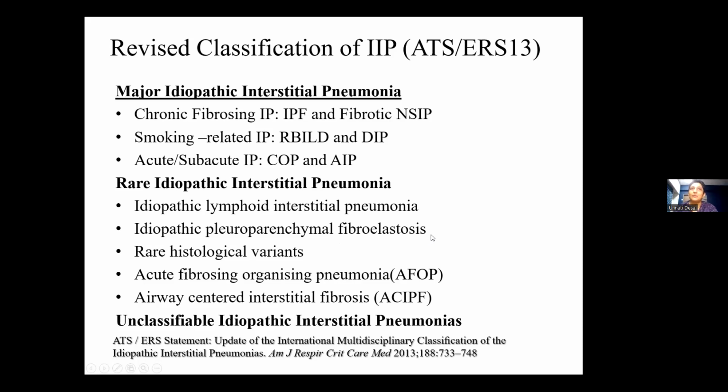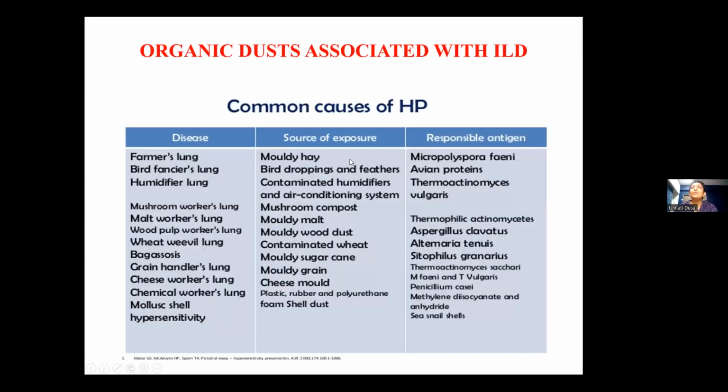The most common ones are the first six, where we have IPF, fibrotic NSIP, RBILD, DIP, COP, and very rarely AIP. Usually, it is difficult to diagnose an AIP because the patient is very critically ill when it presents. So, before we move ahead and see the clinical presentation of ILDs, we should know a common ILD, which is very common in practice, which is known as hypersensitivity pneumonitis.